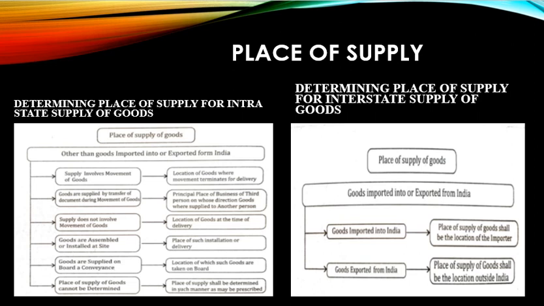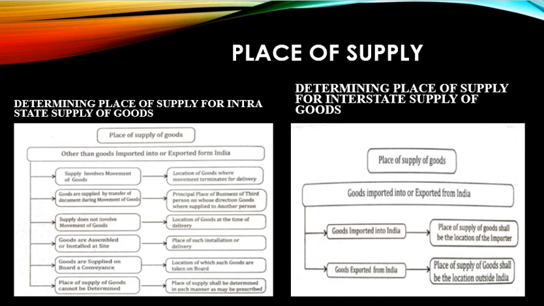When the supply does not involve movement of goods, the location of the goods at the time of delivery will be considered as the place of supply. When goods are assembled or installed at a site, the place of such installation or delivery will be considered as the place of supply. So where the goods are installed will be the place of installation or delivery.